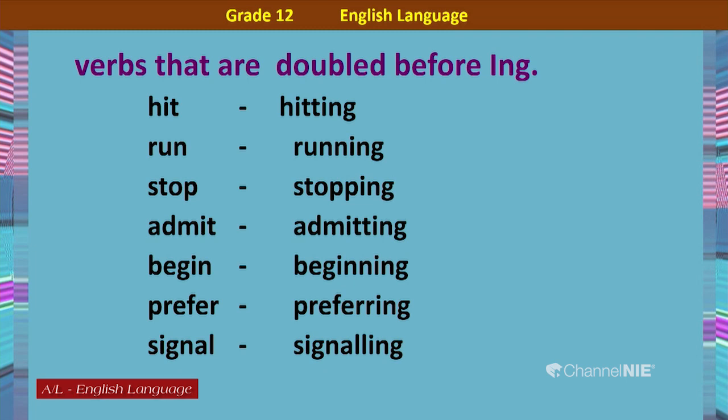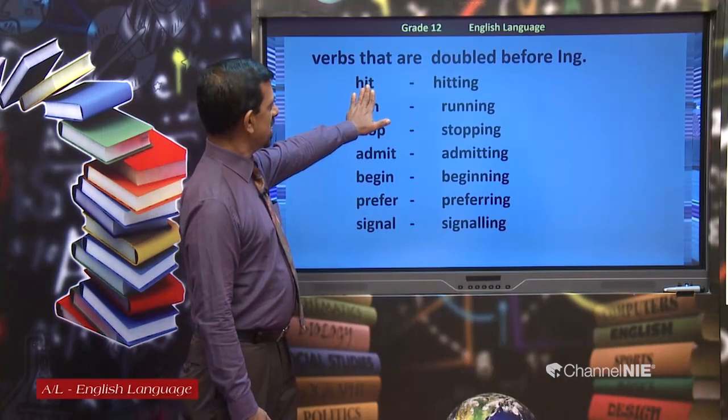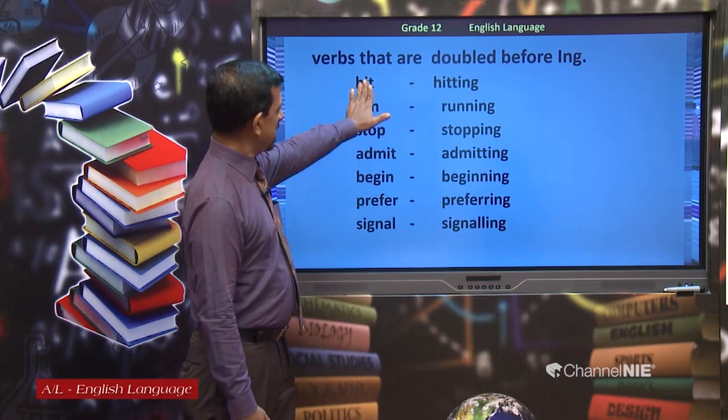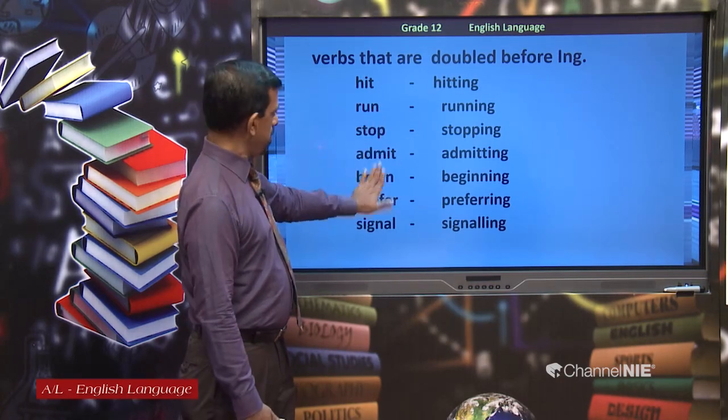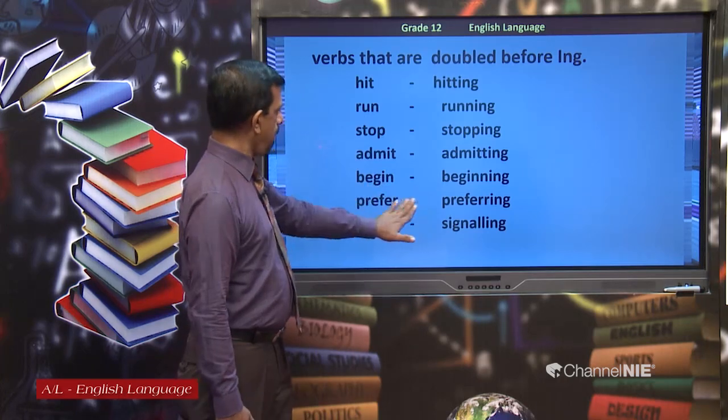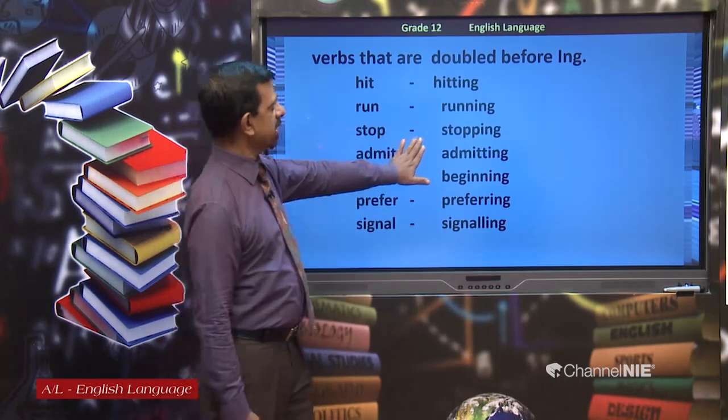Prefer, preferring. Signal, signaling. So make sure these letters are doubled. Begin, beginning. Prefer, preferring. Signal, signaling.